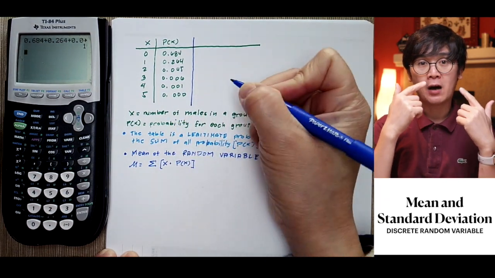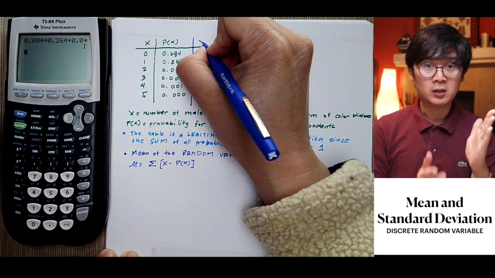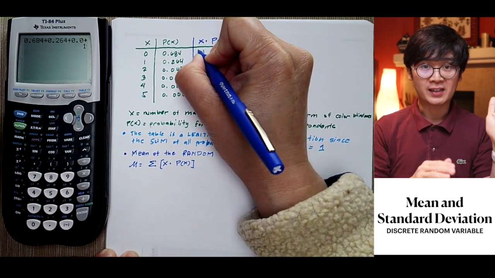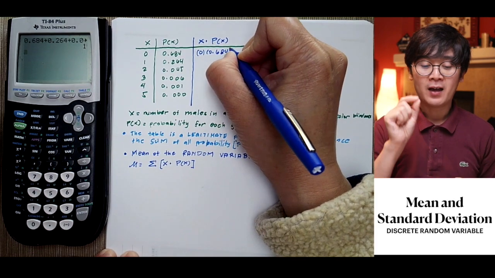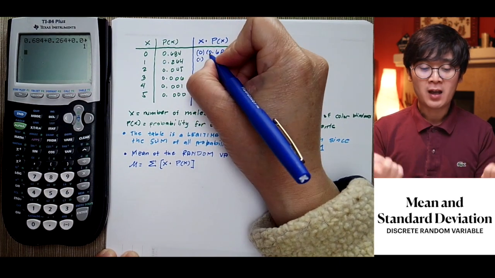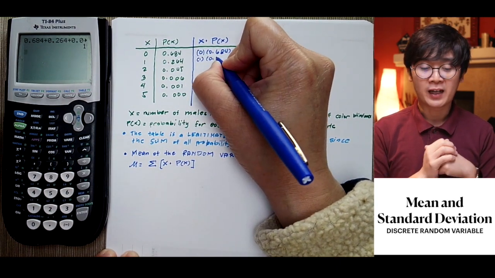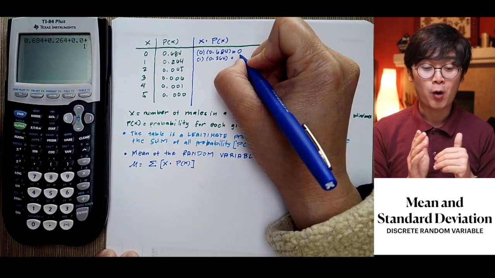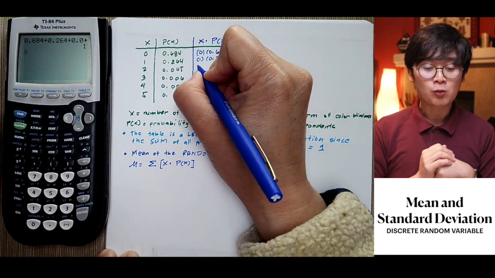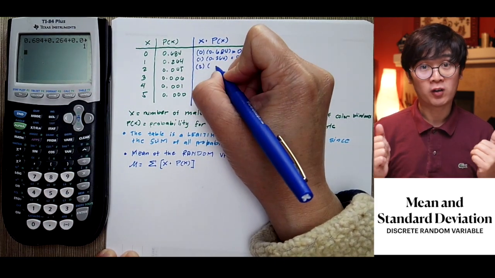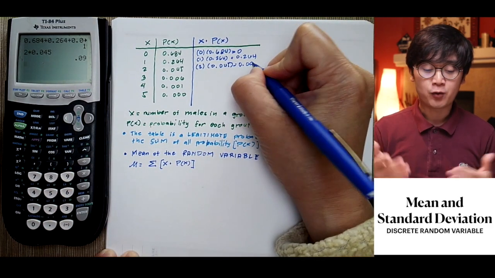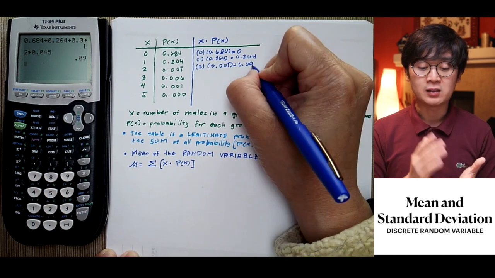So going back to our table, we have the x column and the p of x column. All you need to do is multiply the corresponding values of your x and p of x. So if I have 0 times 0.684, it's equal to 0. You don't even need a calculator for that. The second one, you also don't need a calculator because you only need to multiply 1 by 0.264, which is also 0.264. For the next one, we have 2 times 0.045. This time you will be using your calculator, and it will give you 0.09. And for the next one, it's 3 times 0.006.